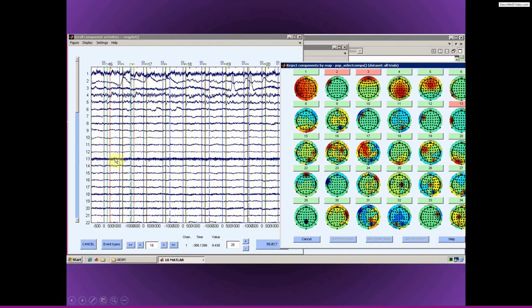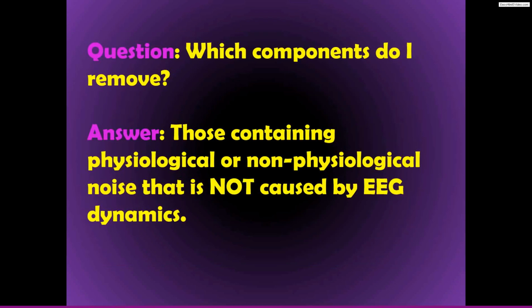So here, component 13 looks suspicious. It looks like there's a lot of EMG noise on here. And we can also see this component is really just driven by one electrode. So the question is, which components do I remove? Which components should you identify and isolate from the data?